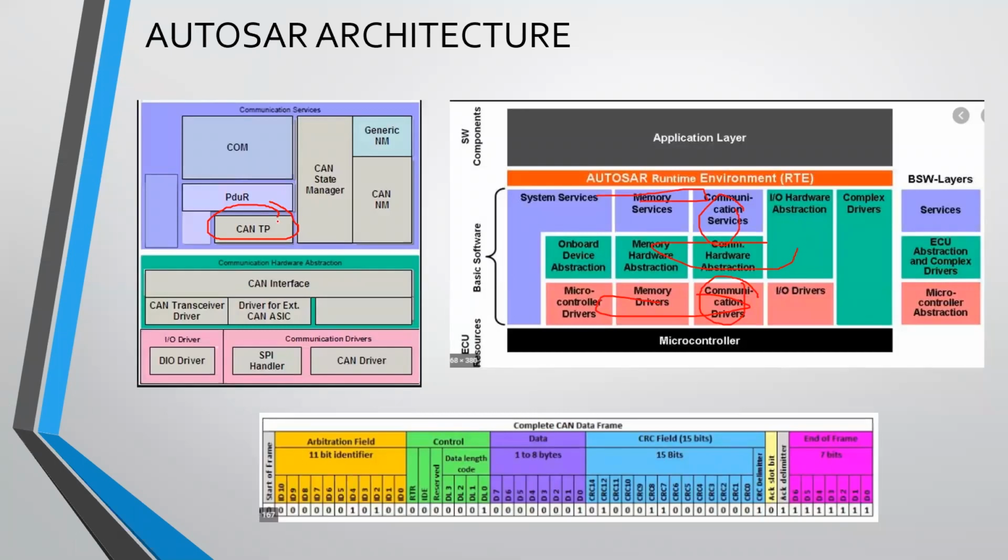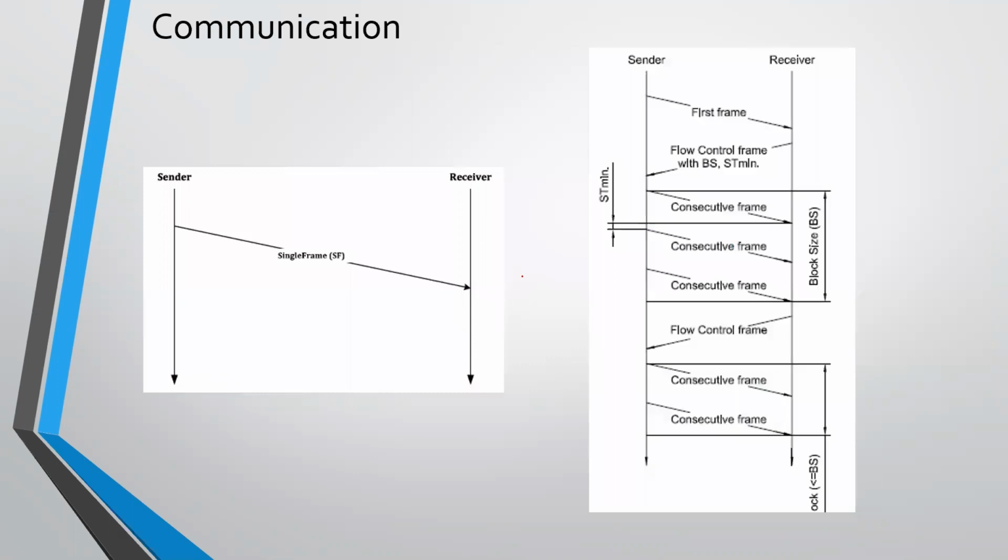So why is this CAN TP required? In the last lecture, I showed you that a maximum of 8 bytes of data can be transferred through the classic CAN. But if you want to transfer more than 8 bytes of data, we need some software protocols. We generally need more than 8 bytes of data if you are using the DCM or any higher level protocols. So for this, we need one software component which can translate this 8 bytes of data into more than 8 bytes of data.